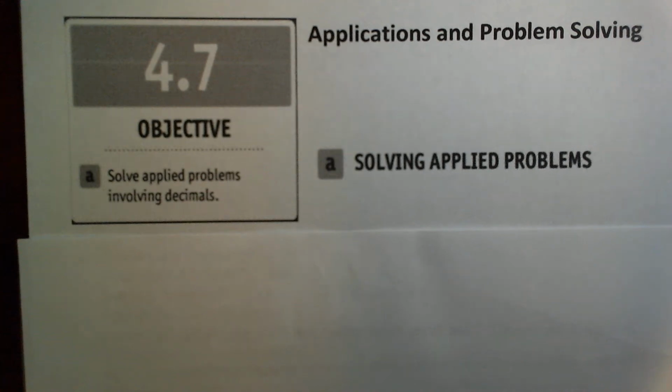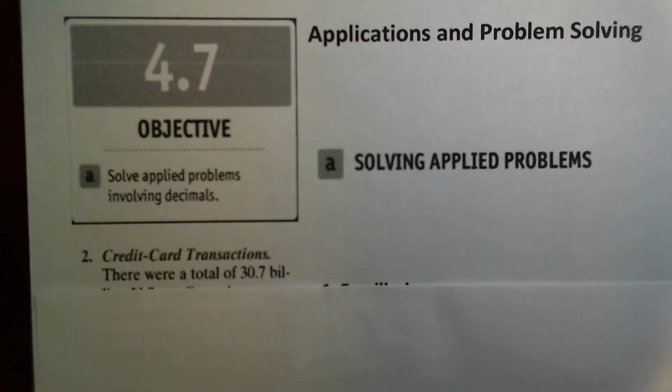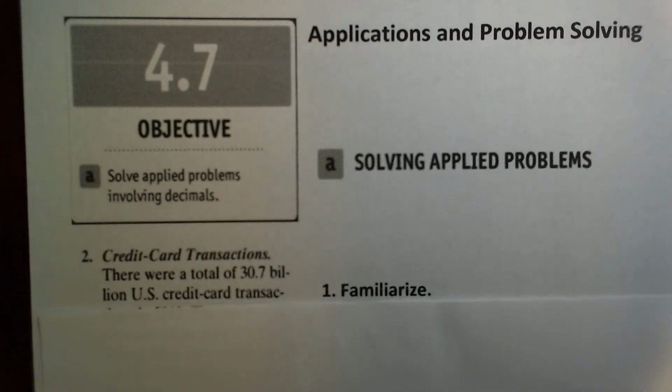Section 4.7 deals with applications and problem solving. In other words, we're solving applied problems. And it begins with number one. The first exercise is on credit card transactions.